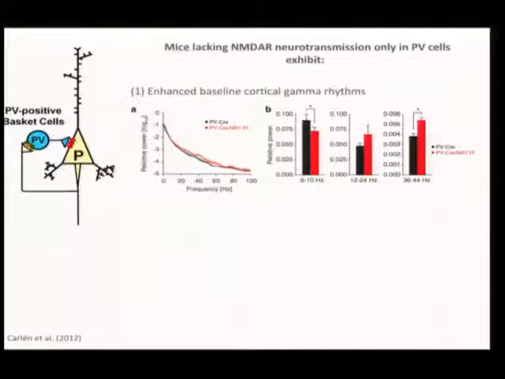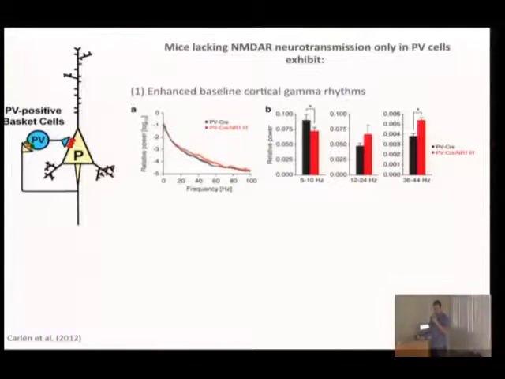Also, mice lacking NMDA neurotransmission only in PV cells exhibit enhancement of baseline cortical gamma rhythms. So in this case, there is an enhancement, not a decrease in gamma. I told you guys that maybe AMPA receptors in PV neurons are more important than NMDA receptors. And then in this case, if there is a lack of NMDA neurotransmission, there is actually an enhancement of gamma oscillations. And you can also produce this by injecting MK801. That's a very specific NMDA antagonist.